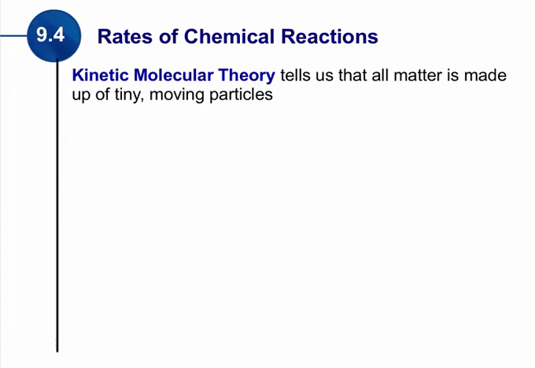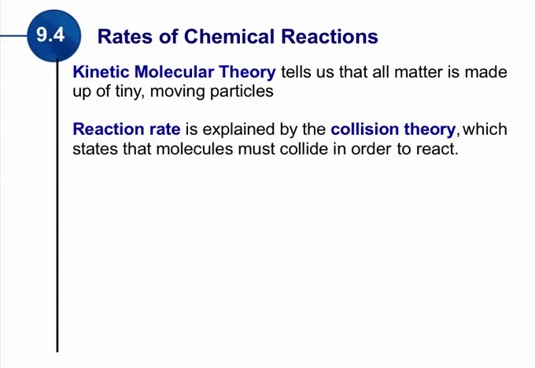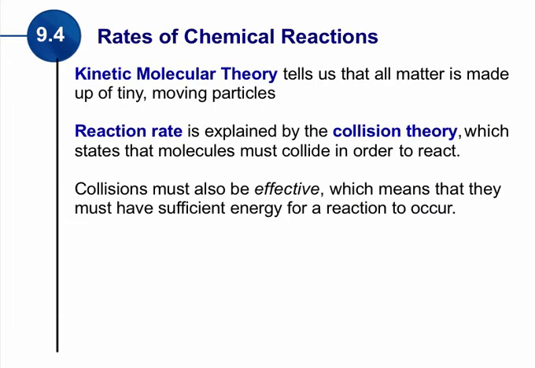When we want to have a chemical reaction, we also have to consider what's called the collision theory. The collision theory tells us that molecules must collide in order to react. So these tiny moving particles must come together, crash into each other, and collide. And the reaction rate comes from this collision theory, because in order for collisions to be effective, and when we say effective, what we mean is in order for there to be enough energy for a reaction to occur, we must have collisions that really have sufficient energy in order to react.